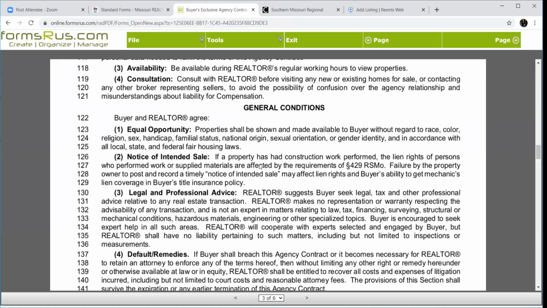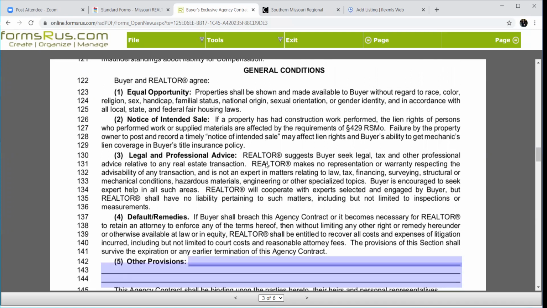But I will do my best to make sure that the seller has all of their invoices to the title company so we can get those paid off at closing so you don't have any liens on the property.